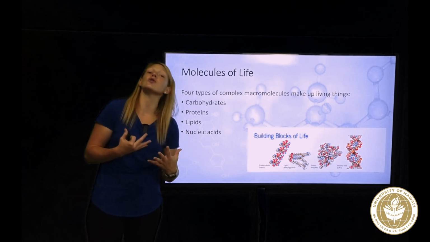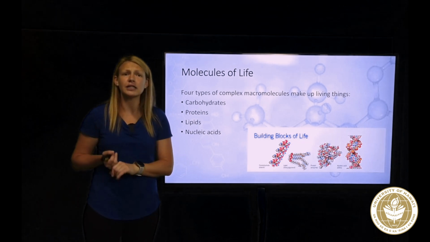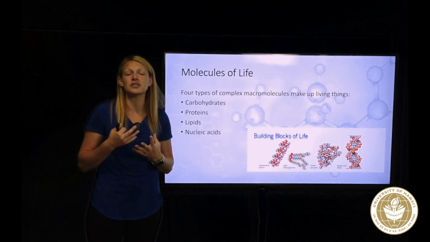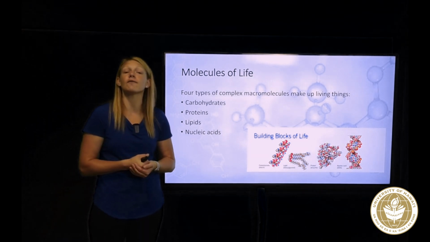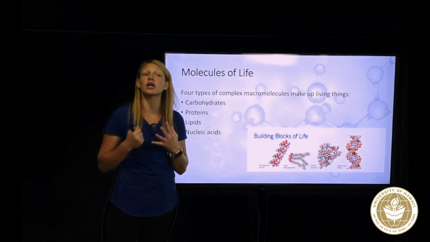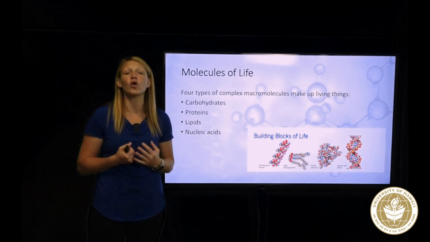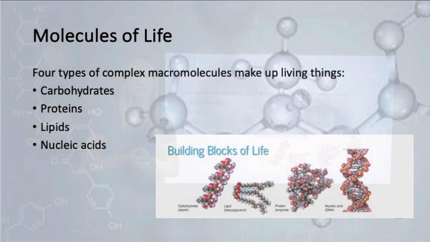So life is composed of organic compounds that contain atoms of carbon, hydrogen, and usually oxygen. And these are high energy molecules, meaning it takes a lot of energy to make them. And most of the organic molecules that occur in organisms are in these four main groups. And we're going to talk more about these four main groups in the following slides.